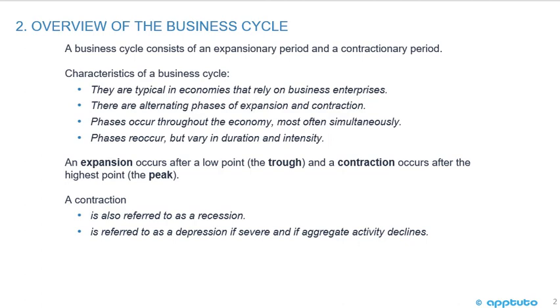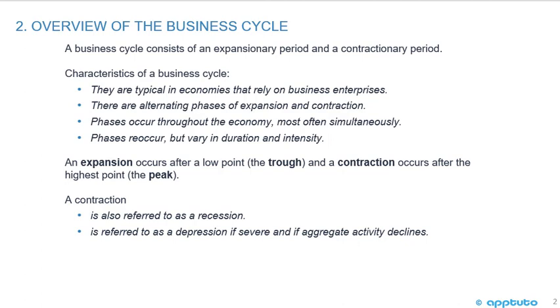1. They are typical in economies that rely on business enterprises. 2. There are alternating phases of expansion and contraction. 3. Phases occur throughout the economy, most often simultaneously. And finally, 4. Phases reoccur but vary in duration and intensity.